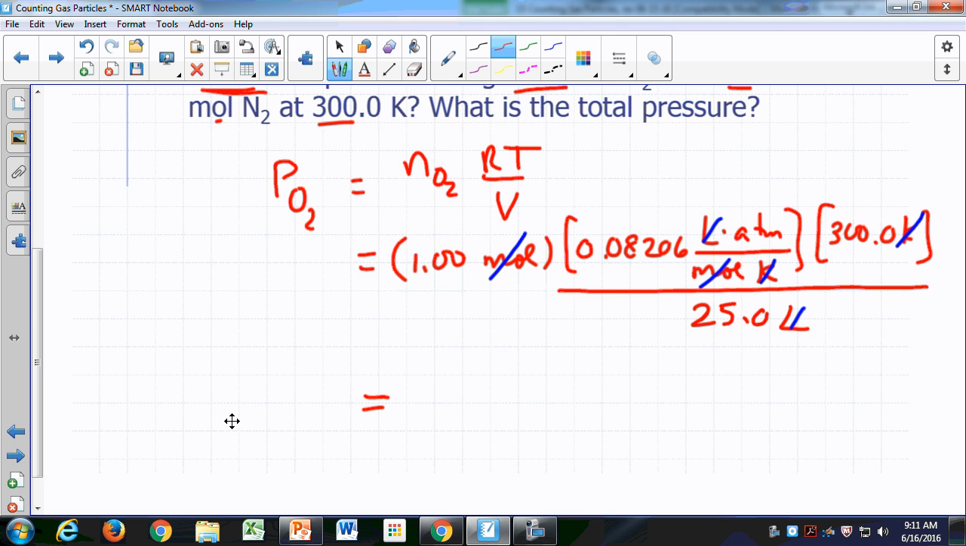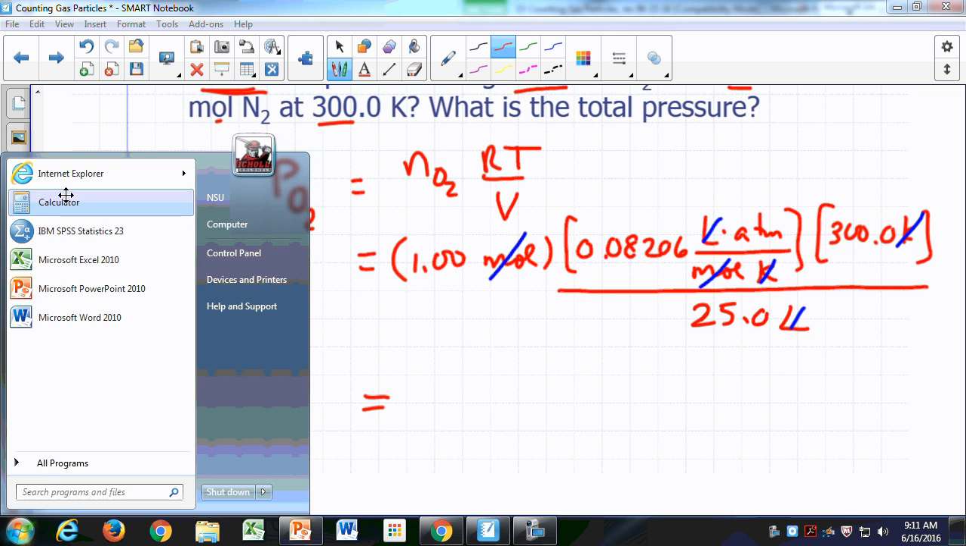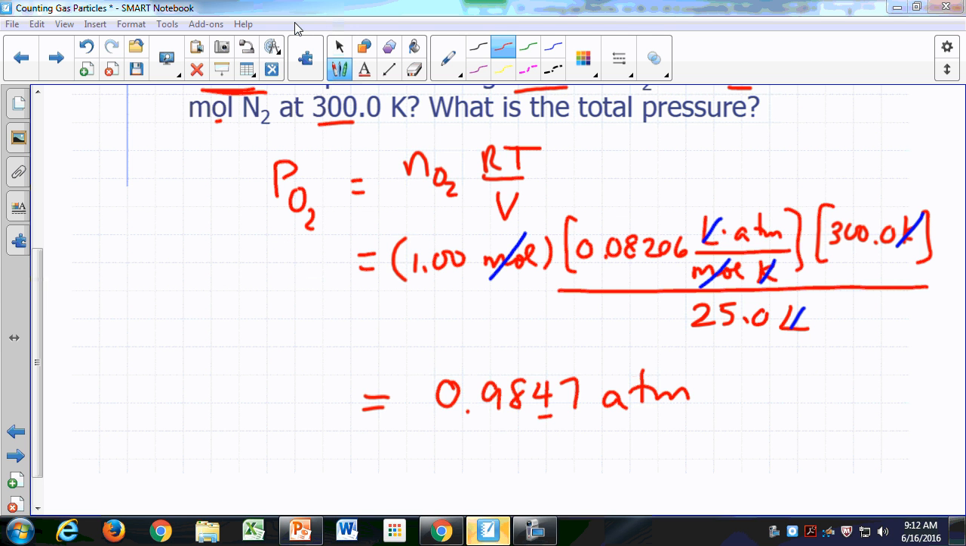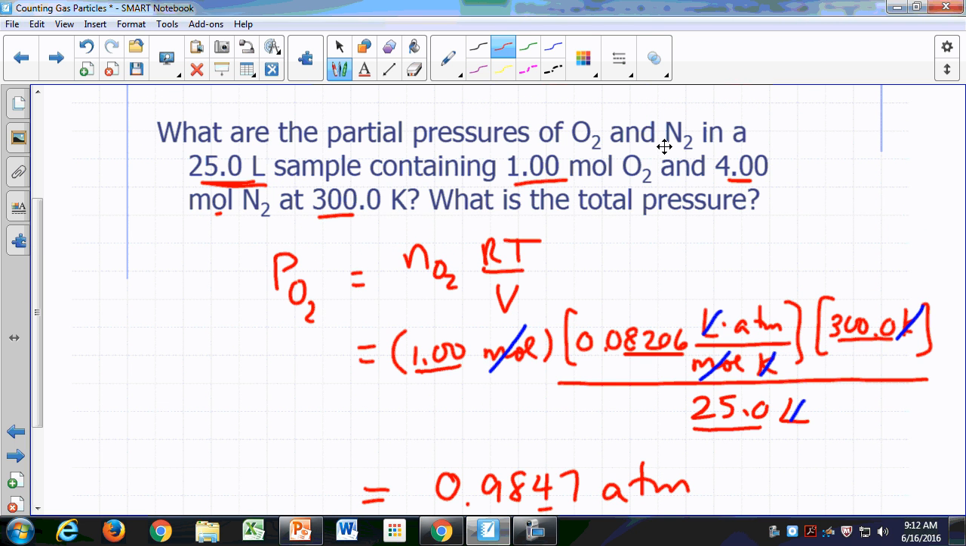Let's calculate that. 1 times 0.08206 times 300 divided by 25, 0.9847. I'm going to keep an extra digit there. It's 0.985 atmosphere. 3 significant digits. I have 3 sig figs in my volume, 4 sig figs in my temperature. In my R, I have 4 sig figs. Let's calculate partial pressure of N2.